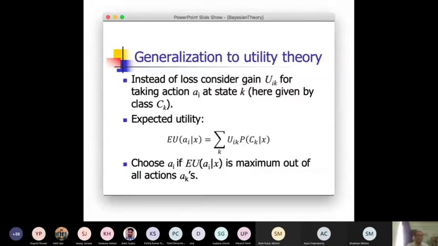Now this optimal decision making process can also be generalized in terms of utility theory. Instead of loss, we will be considering utility. It is the same framework, only the terms are different, and instead of minimization, now you do the maximization. Exactly the same framework, only shown in a different way. Instead of loss, we have utilities, and you compute expected utility in the same way, and here you choose the maximum out of all actions.